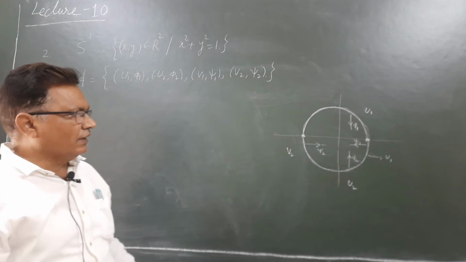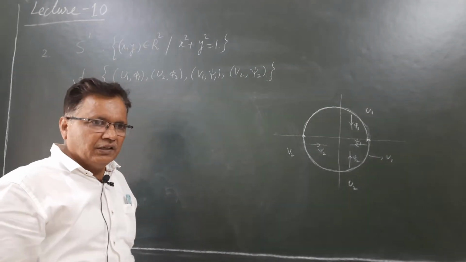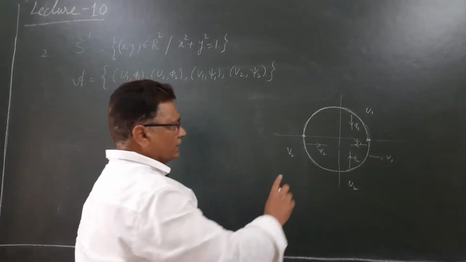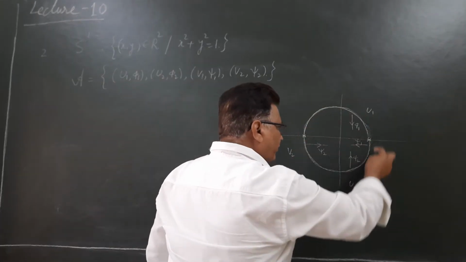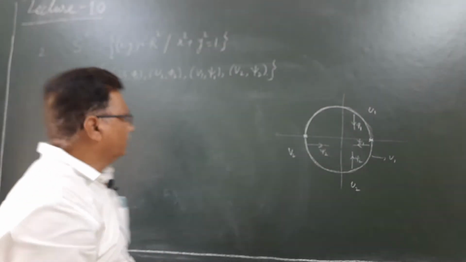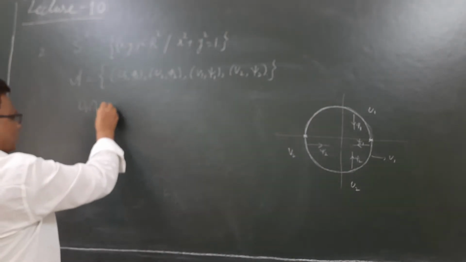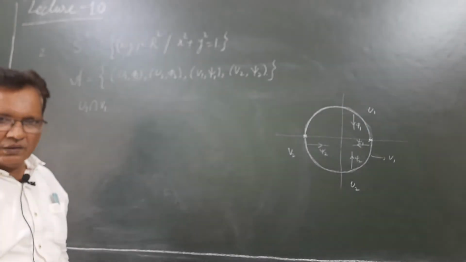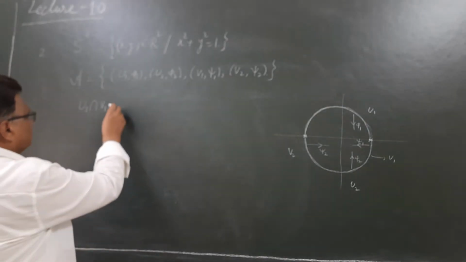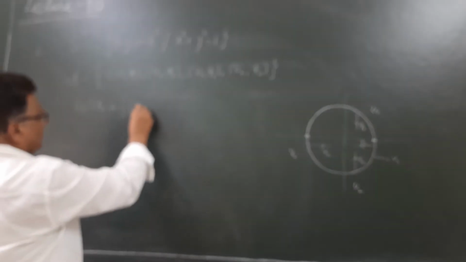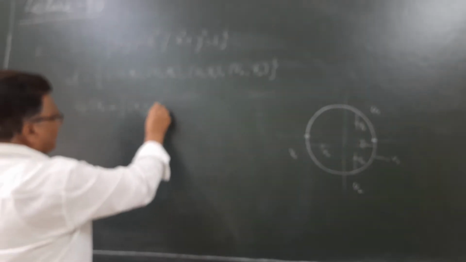Now, to check the transition maps, I have to see which parts are intersecting. You can see U1 and V1 intersect. So, U1 intersection V1, if I look at it, and similarly U1 intersection V2, they have non-empty intersection. So, U1 intersection V1 will be what? The set of all (x, y) on the circle.